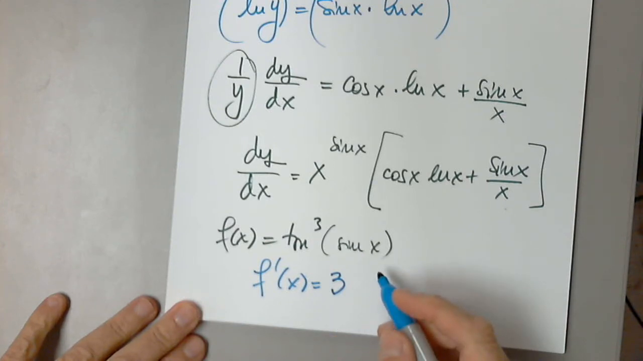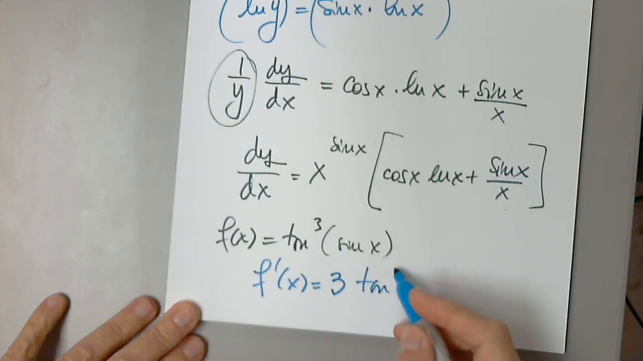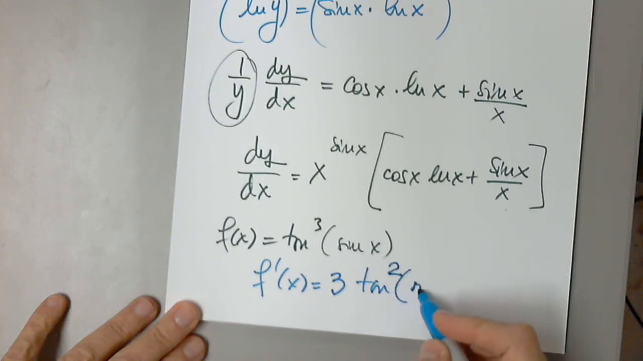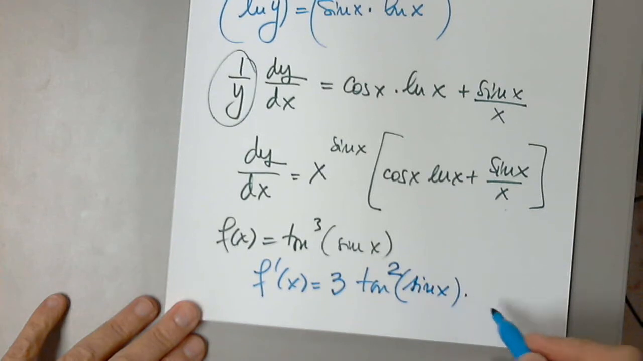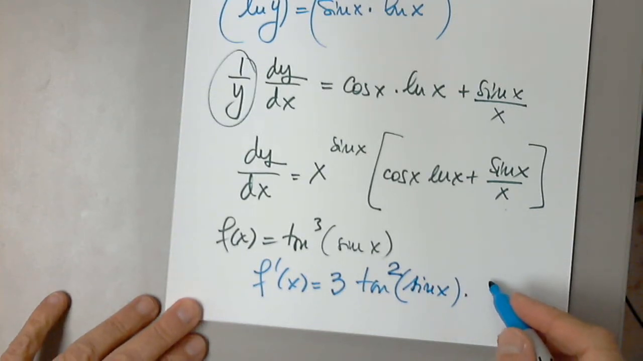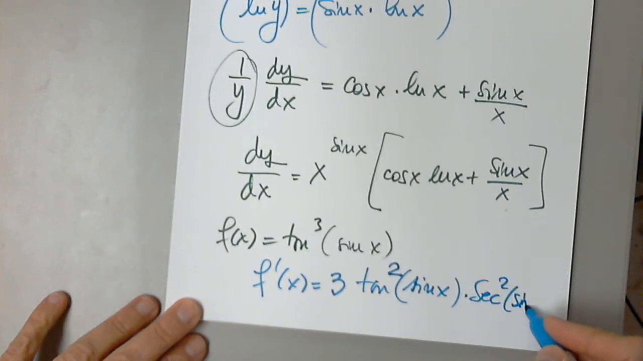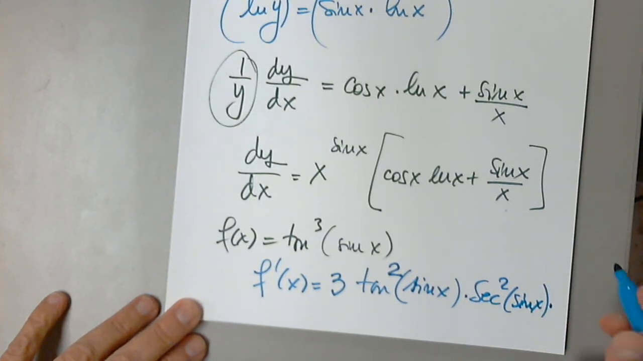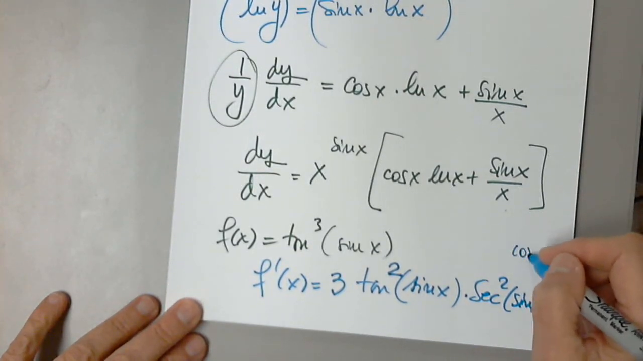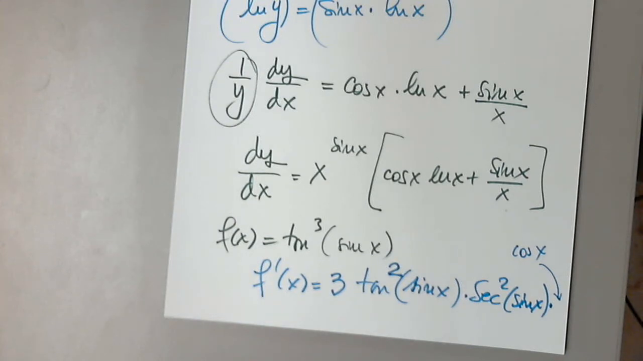3 tangent squared of sine x times secant squared of sine x times... So of course you know me, I ran out of room. So 3 tangent squared of sine x times secant squared of sine x times cosine x. Do we all agree with this? Okay, perfect. Next one.